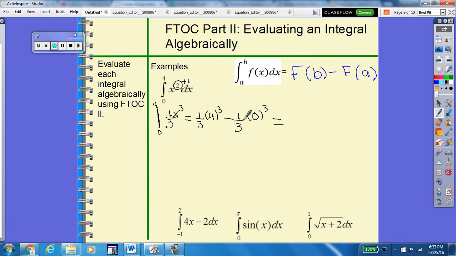This whole thing is easy. It's just going to go to 0 because 0 cubed is 0 times 1/3 is 0. And then we just have 4 cubed, which is 64. So we end up with 64 divided by 3. I know that that's not divisible by 3, so I can just leave it as a fraction. And that's the answer. This represents the net area under the curve from 0 to 4 if the curve is x squared. So let's try a different one.